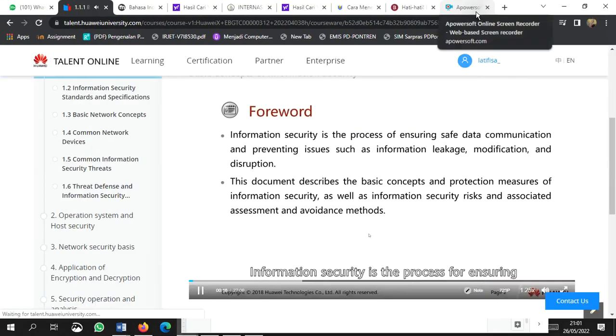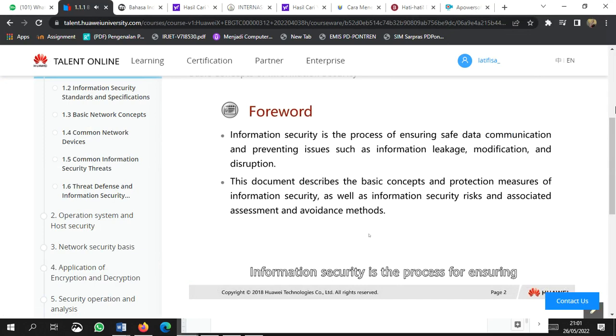All right, so this is a foreword. Information security is the process for ensuring safe data communication and preventing issues such as information leakage, modification, and also destruction. And this document will describe the basic concepts and protection measurements of the information, as well as information security risk and associated assessment and also avoidance method.